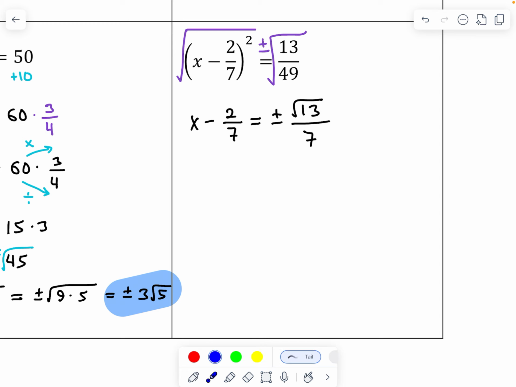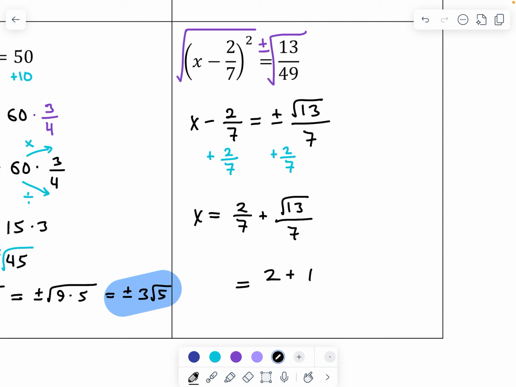All right, to get that minus 2/7 to the other side, we need to add it, right? Plus 2/7 plus 2/7. So again, this is going to very literally be 2/7 plus root 13 over 7. However, these problems will be designed to have common denominators ready to go for you. So we're going to write this as a single fraction of 2 plus root 13 all over 7, like that.